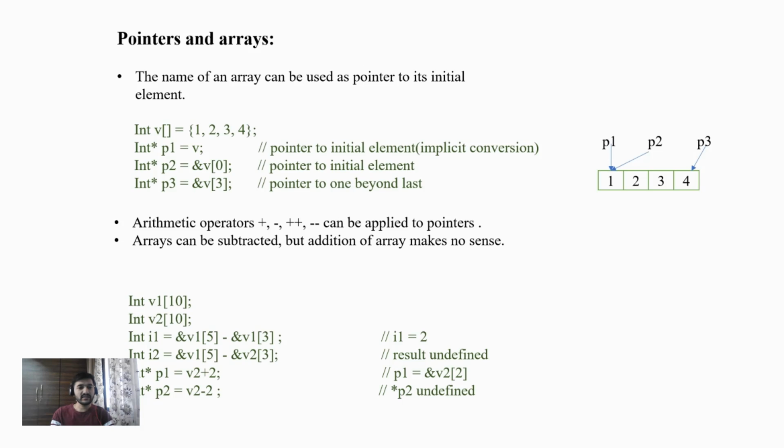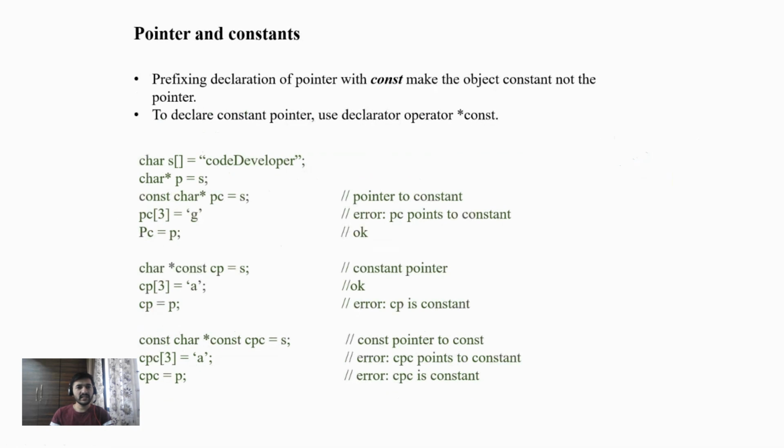It's very interesting. You can perform all these operations in your code editor and see the results, okay. Now we will see pointers and constants. Just like we can create a constant variable, we can also create a constant pointer. How do we create a constant pointer? We use the same keyword, const, to make the pointer constant.